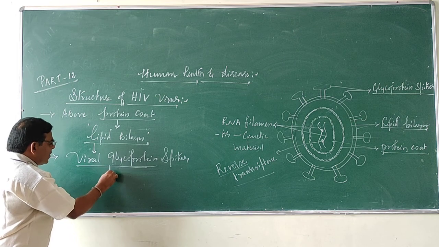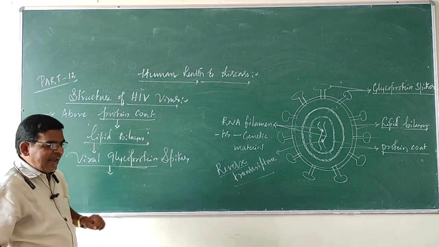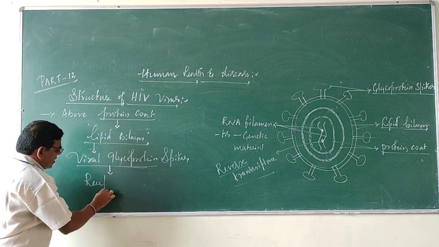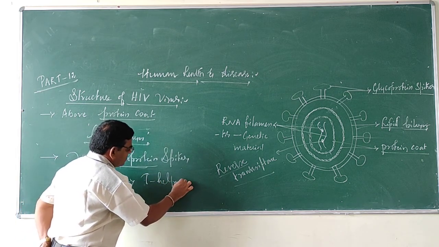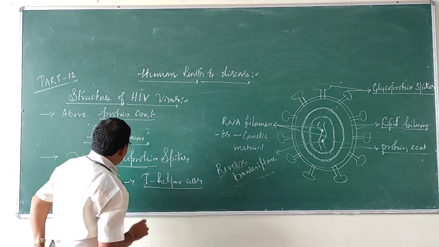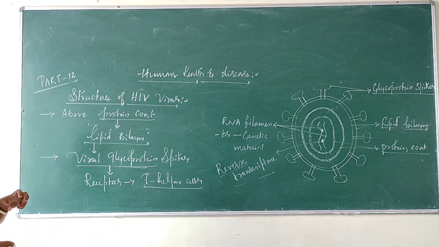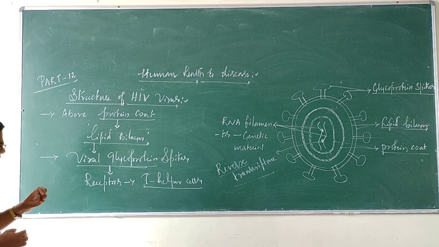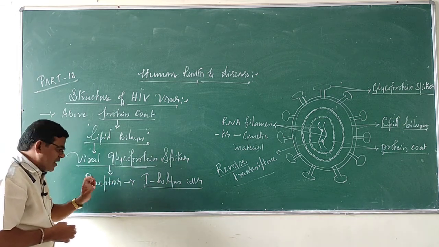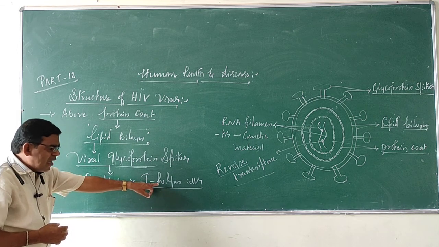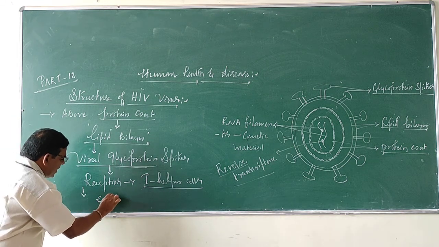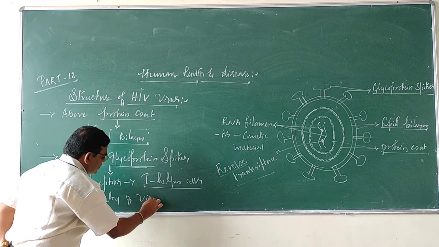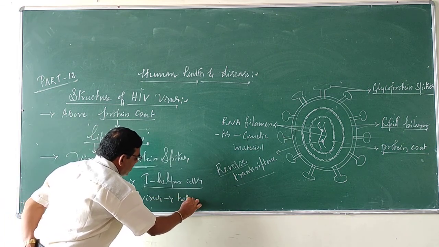These viral glycoprotein spikes act as receptors for T helper cells. These glycoproteins are very important because these glycoprotein spikes act as receptors specifically for T helper cells, enabling the entry of the virus into the host cell.